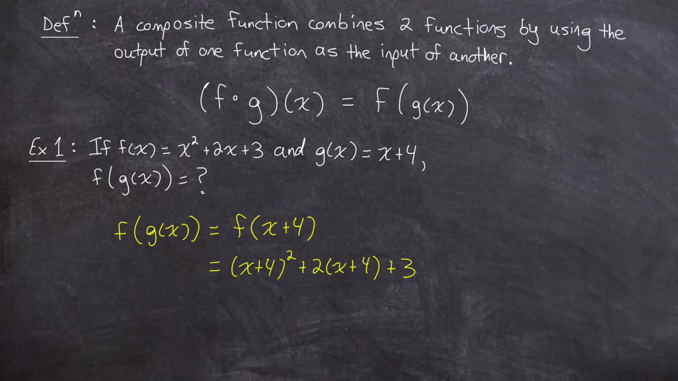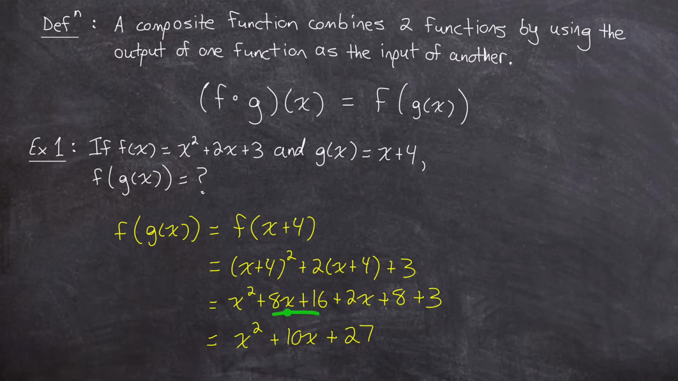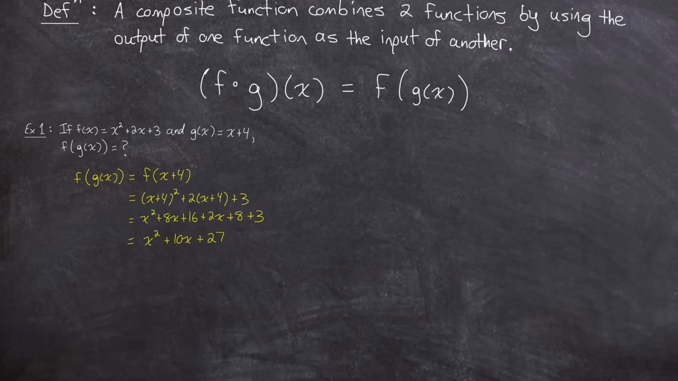And then we just have to expand and simplify that quadratic expression. And collecting my like terms, I have x squared plus 10x plus 27. And this would be the equation of f of g of x. Let me shrink this and do another example to make sure you understand.